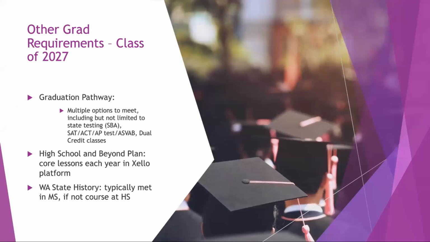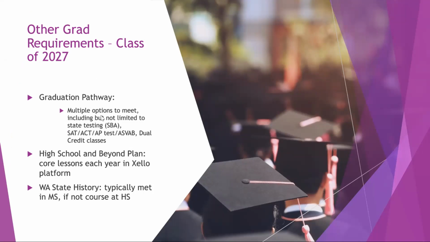Additional requirements include what we call a graduation pathway. It's not something to really be concerned about at this point in time. All of our students will take the SBA in 10th grade. That's one way to meet this requirement. They also have the option to take some tests later on that might be related to their post-high school plans. There are dual credit classes that they can take in order to meet this pathway.